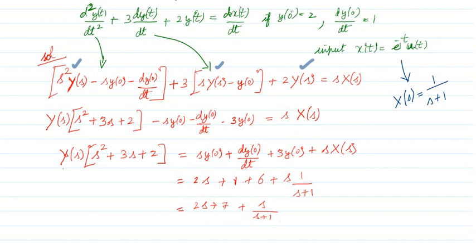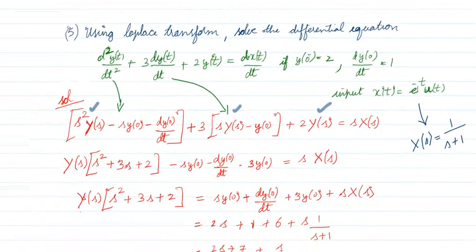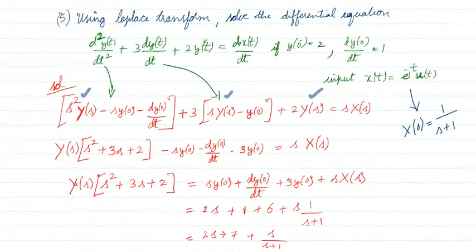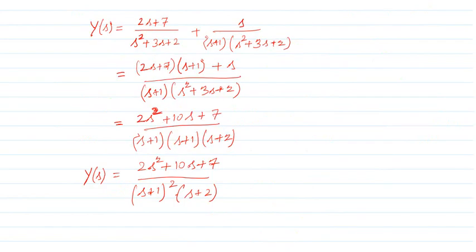My objective, what is the objective? If you want to solve, what do you have to find? We have to find the output, y of t. What is given? The differential equation is given, initial condition is given, input is given, right? So we have to find y of s. From y of s, we have to take the inverse Laplace transform. That way, we will get y of t. So this is my y of s.